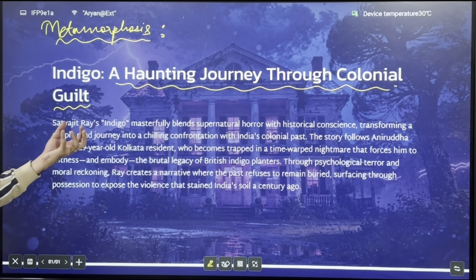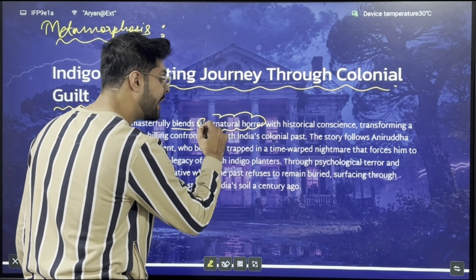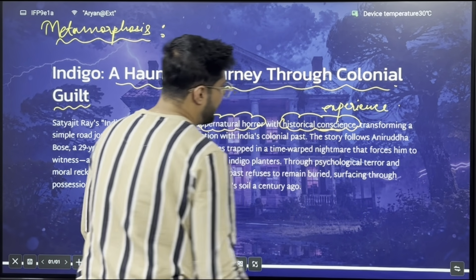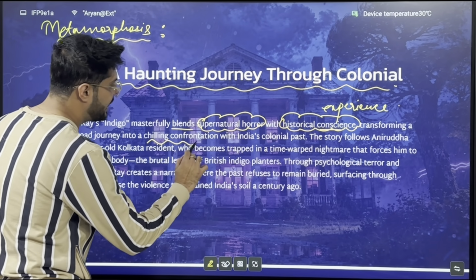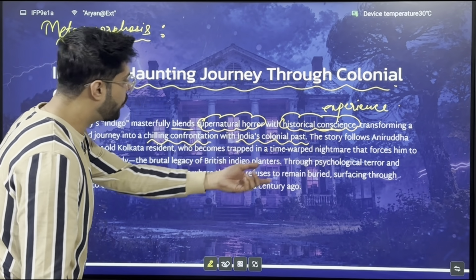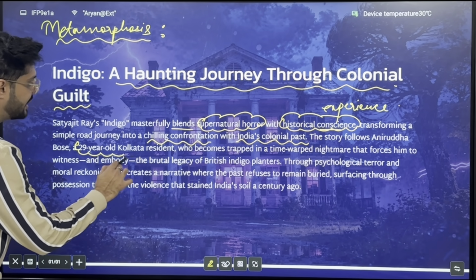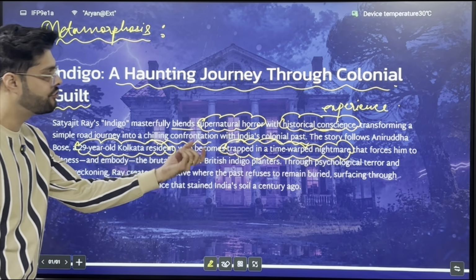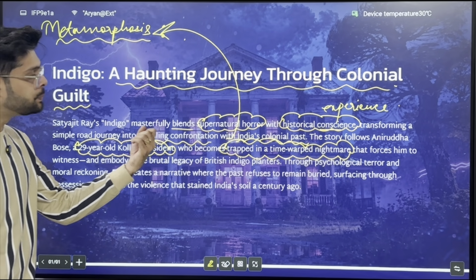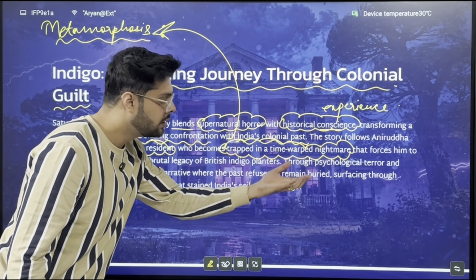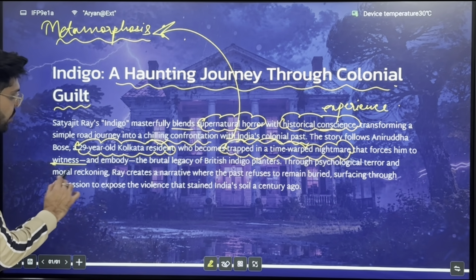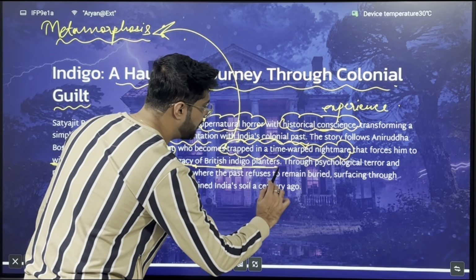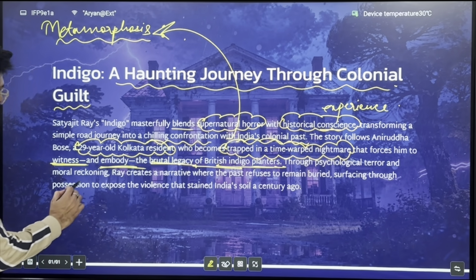Satyajit Ray's Indigo masterfully blends supernatural horror with historical conscience, transforming a simple road journey into a chilling confrontation with India's colonial past. The story follows Aniruddha Bose, a 29-year-old Kolkata resident who becomes trapped in a time-warped nightmare. Please use this in your answer. He gets trapped in a time loop in the past, which forces him to witness and embody, physically experience, the brutal legacy of British indigo planters through psychological terror and moral reckoning. Reckoning is basically estimation.